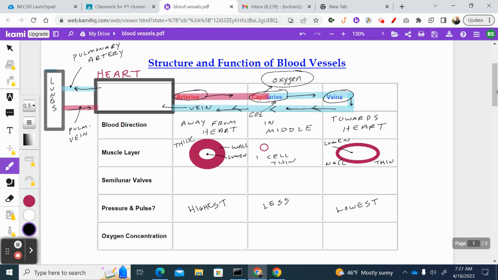So there's no valves in arteries, there's no valves in capillaries, but they are present in veins.